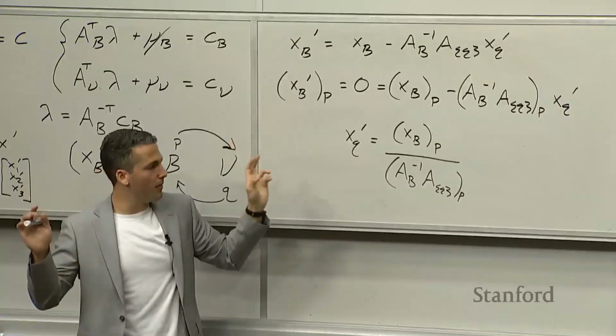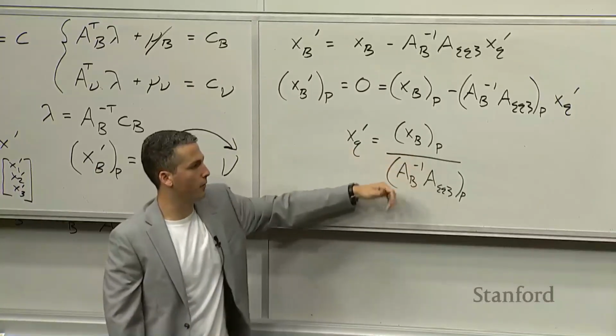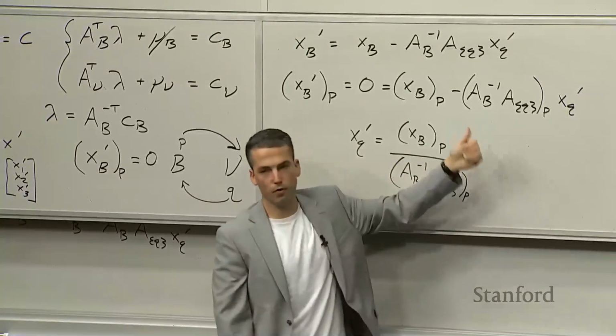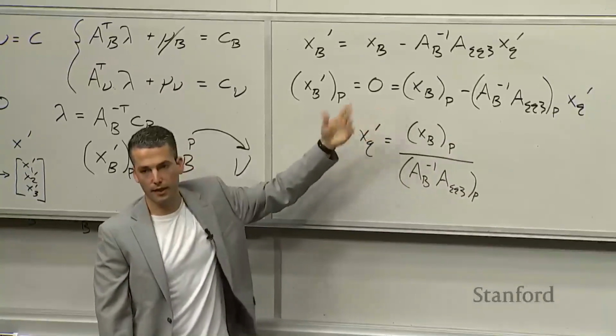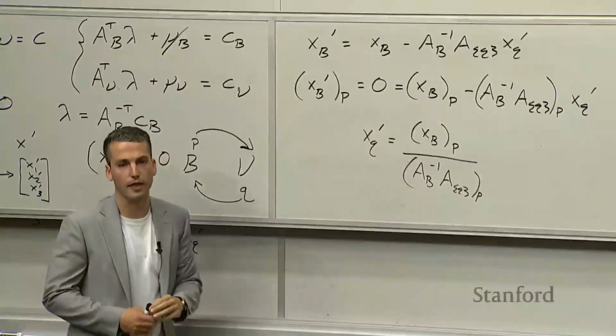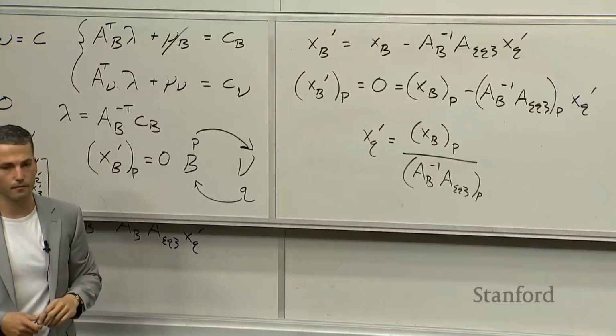So we're using the minimum ratio test here with the P components. We're basically going to increase xq prime up until the first component of P leaves the basis. So we're just going to keep increasing xq prime until something leaves.